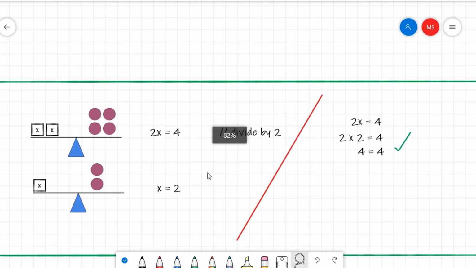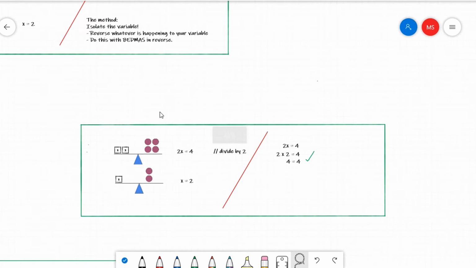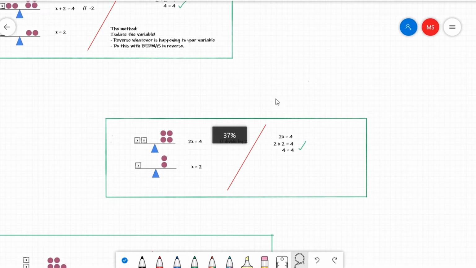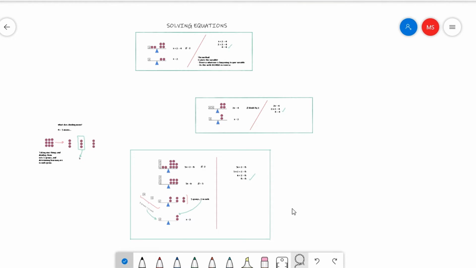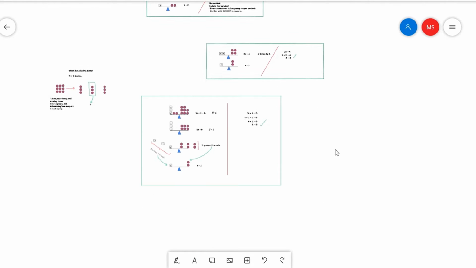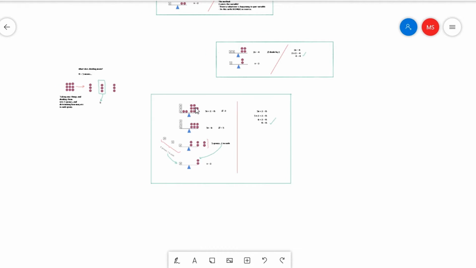So now it's time to get back to the method, and this time we're going to introduce the idea of reverse BEDMAS. So we're going to take a look at another somewhat more complicated situation. Well, I don't think it's too bad. But let's take a look at this.